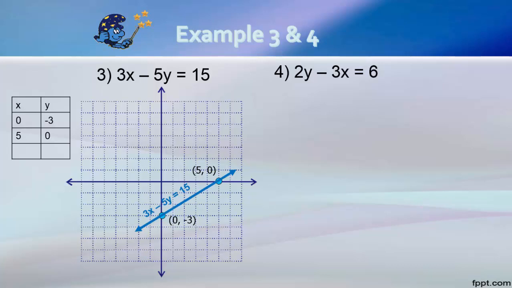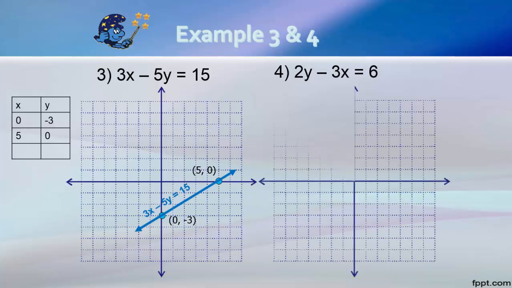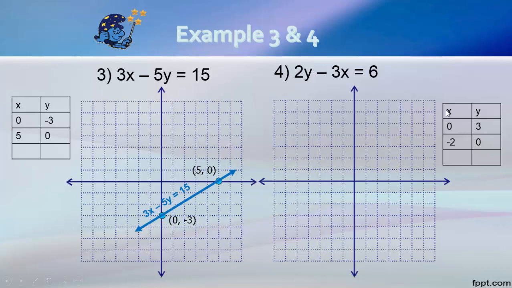Returning to the PowerPoint, we found that for x we got 0, 3 as one of our coordinates, and then for the other coordinate we got negative 2, 0, where x was negative 2 and y is 0. So let us plot the first coordinate, 0, 3. So that means if x is 0, we don't move, but the y we move up 3 boxes. And here is our coordinate or our point, 0, 3.